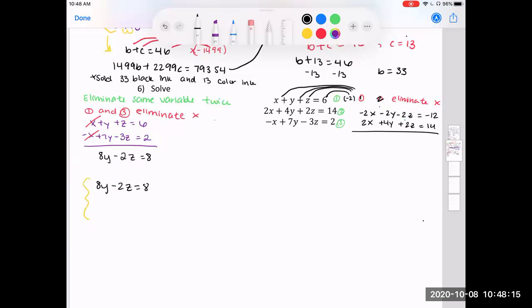Okay, let's add them up. Negative 2x plus 2x makes 0. And we're left with negative 2y plus 4y, 2y, negative 2z plus 2z gives me 0z, so my z is gone. And we're left with negative 12 plus 14, that is 2. So far we have 2y is equal to 2.